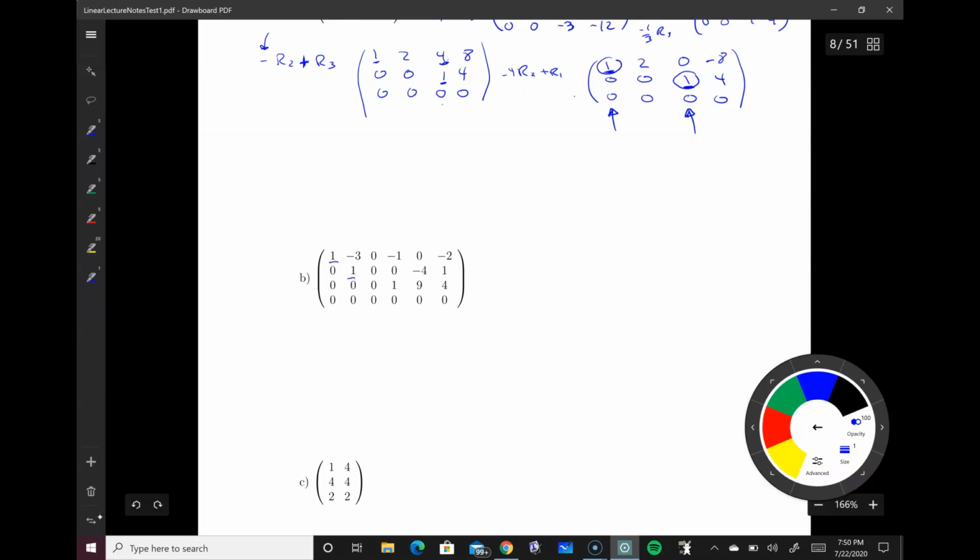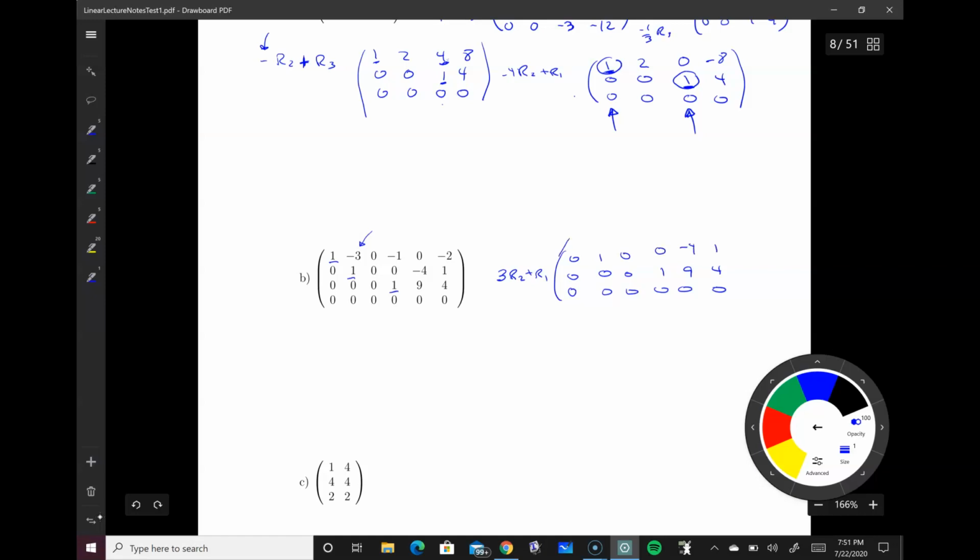So I've got leading entries of 1 already. So I need to next, I'm going to get a 0 in this position. So I'm going to multiply row 2 by 3 and add it to row 1. So 1, 2, 3. Carry that along. 2, 3. 1, 9, 4. 1, 0, 0, -4, 1.